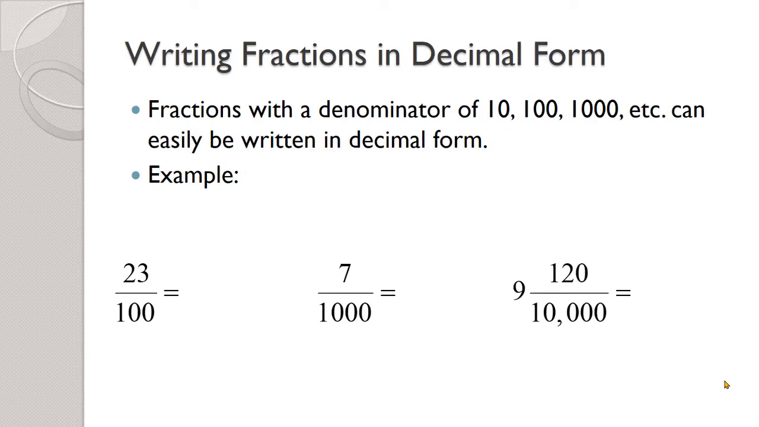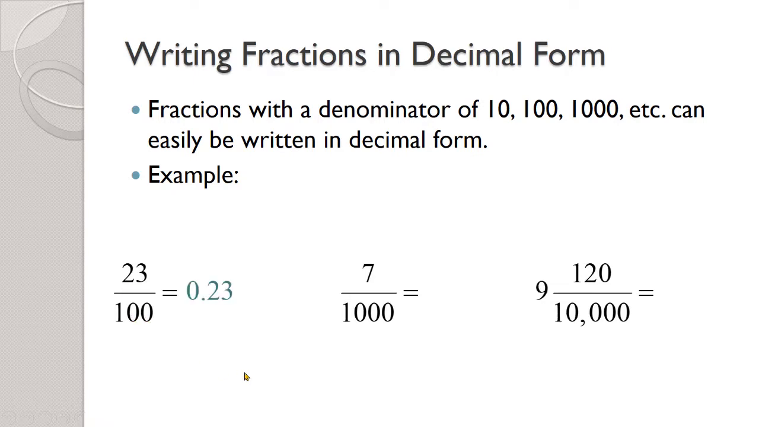What about going backwards? We can take fractions that have some power of 10 in the denominator, and we can turn them back into decimals. So here again, the number of zeros in the denominator has to correspond with the number of decimal places. So 23/100ths, that has to be 0.23. 2 zeros, 2 decimals.